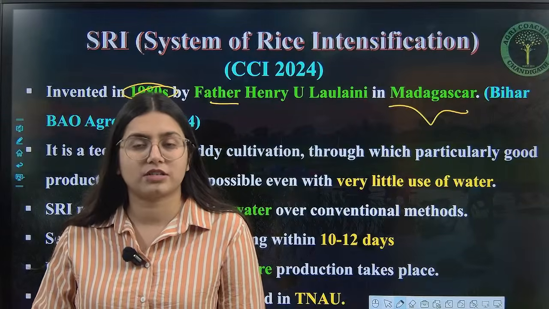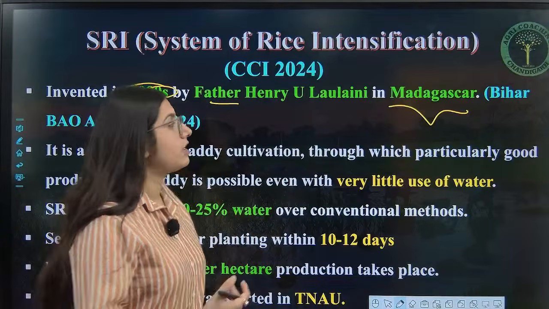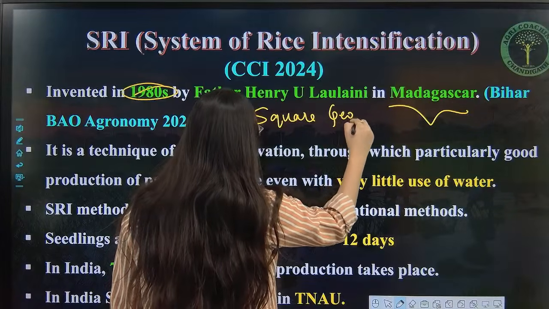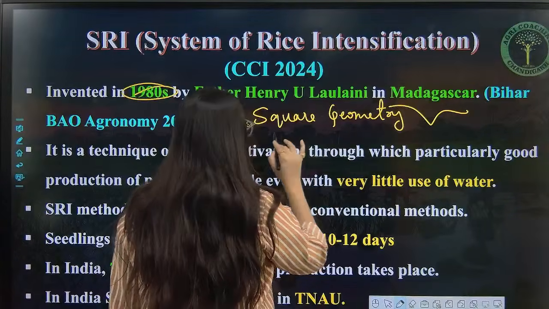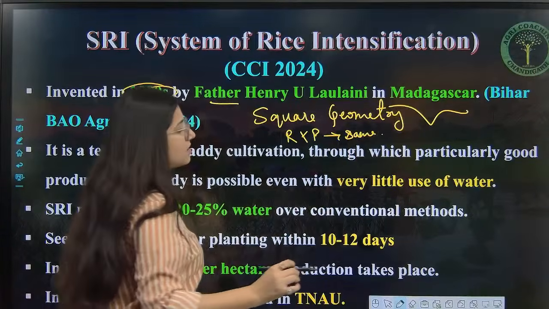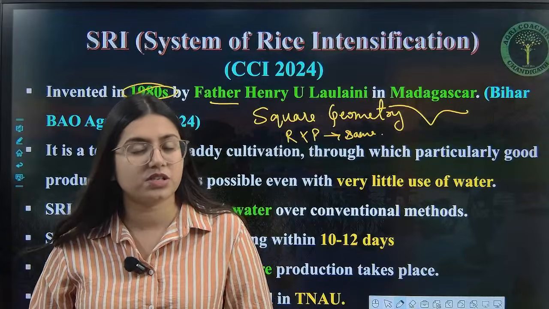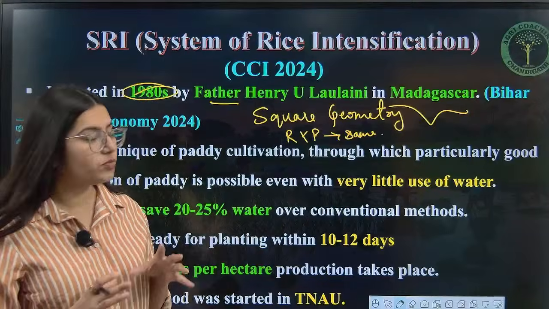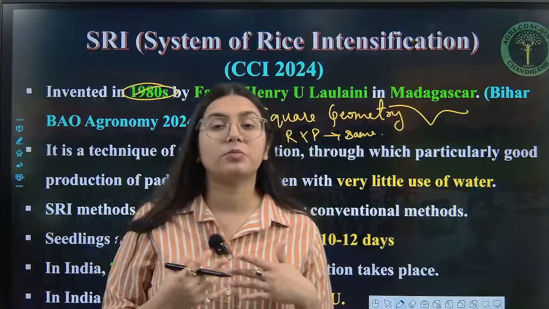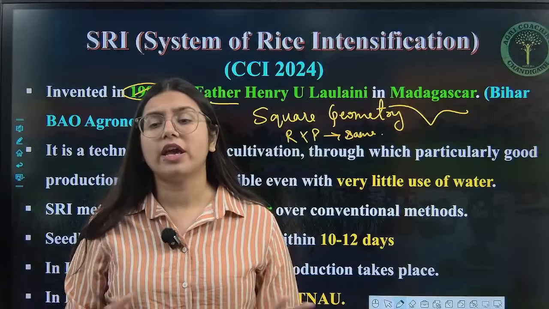That's the core concept of SRI, which says that if we are growing paddy in the square plant geometry method, in which the row to row and plant to plant distance is the same, exactly like the sides of a square, such a system is known as SRI, the system of rice intensification. Why? Because when we grow plants by this square geometry method, each individual plant gets better resources, whether it is light, wind, water, nutrient or any other resource.